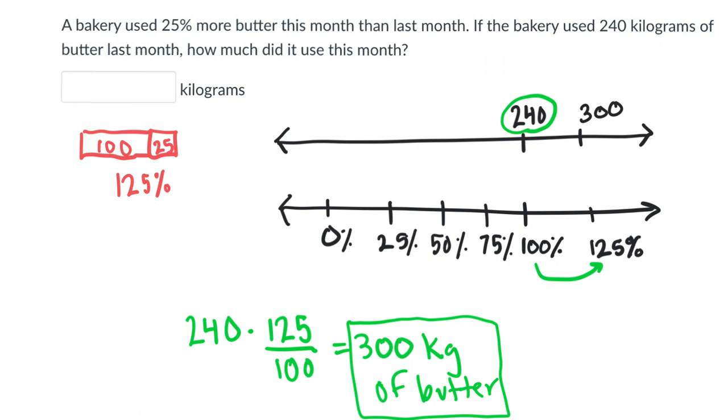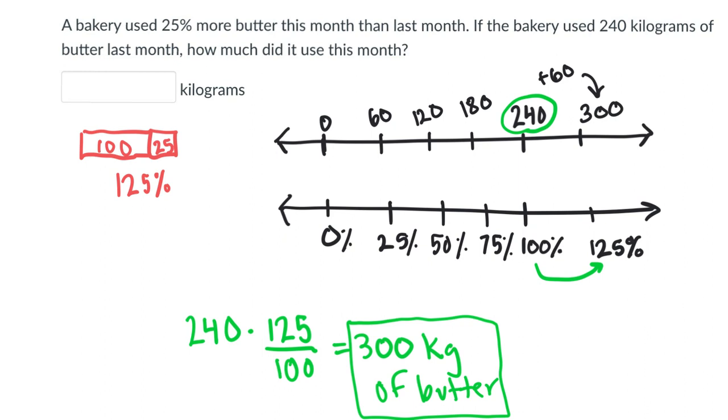So 100 was 240, and we're breaking 240 up into increments. This was 0. Then we would have 60, and then we would have 120. Then we would have 180, and then we would end up with 240. And then if we added 60 again to the 240, we would end up with 300.